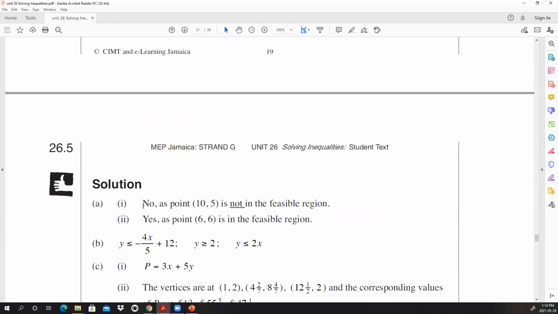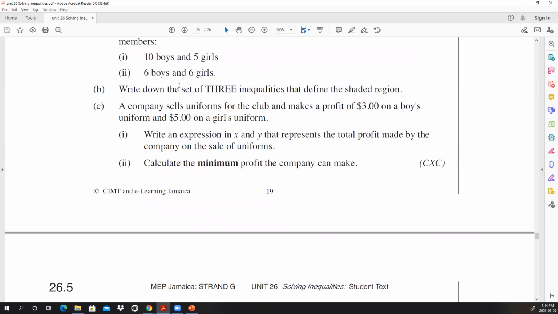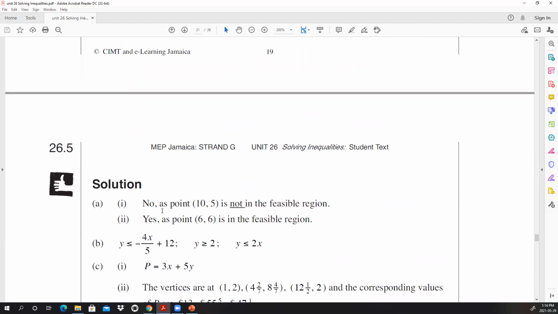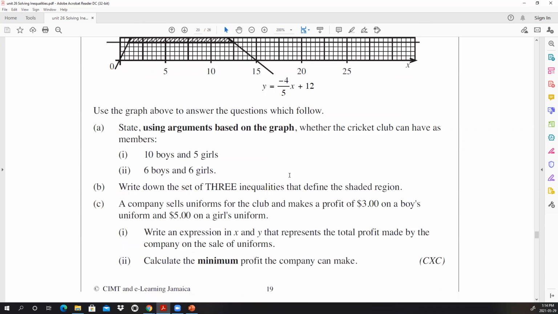So let us see. The first question, state using arguments based on a graph whether the cricket club can have as members 10 boys and 5 girls. It's a no, as 10, 5 is not in the feasible region. All right, so 10, 5.